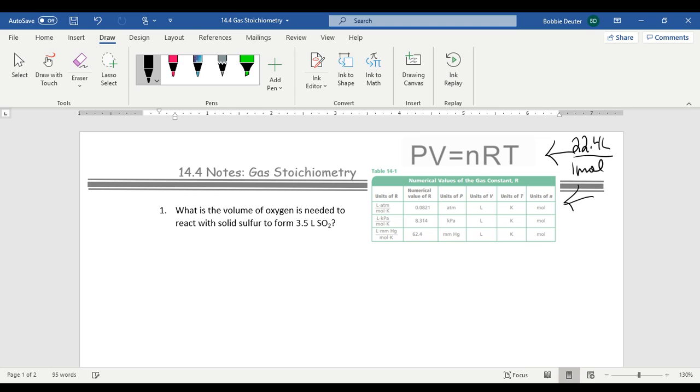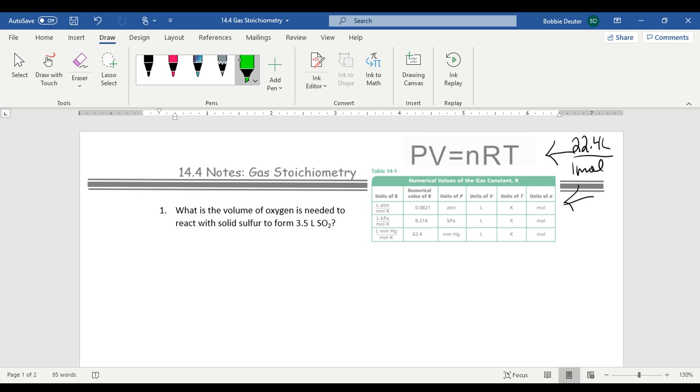I did put your R value table in here. Remember, liters, Kelvin, pressure can change, but the R value changes based on the pressure. So let's start looking at what we have.